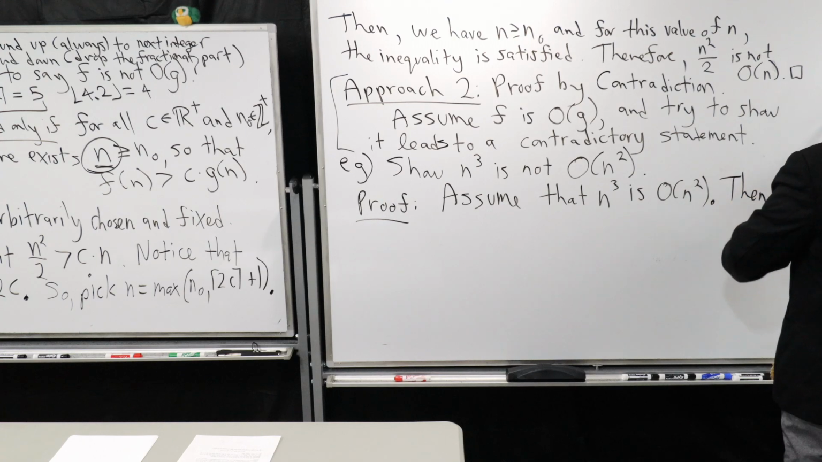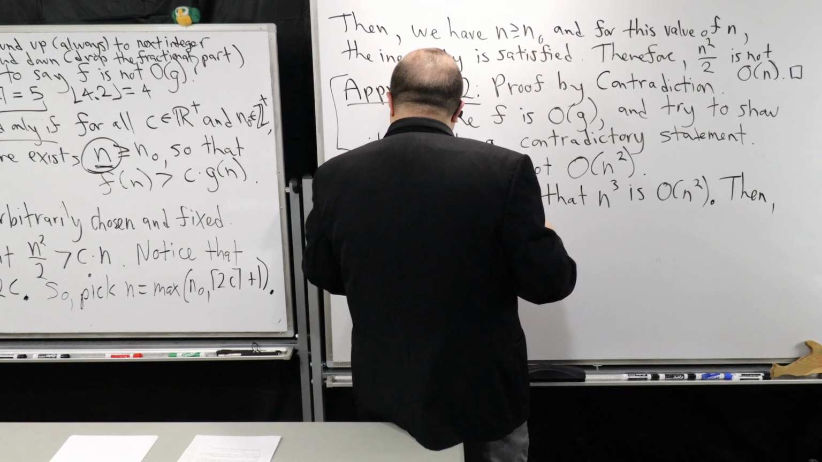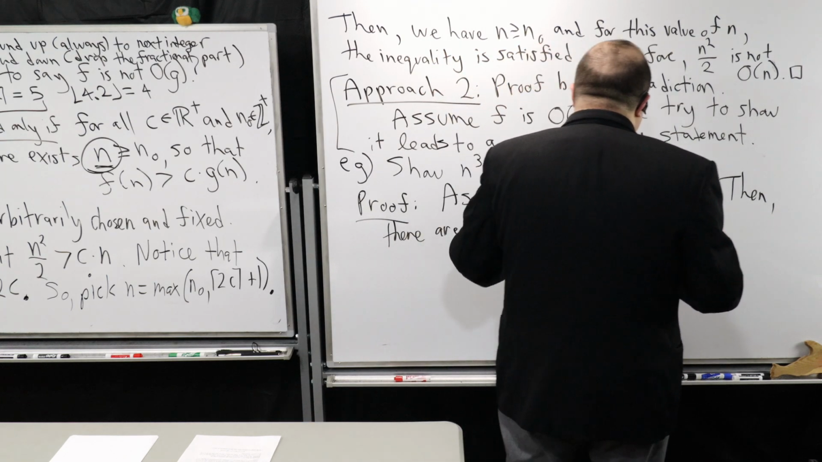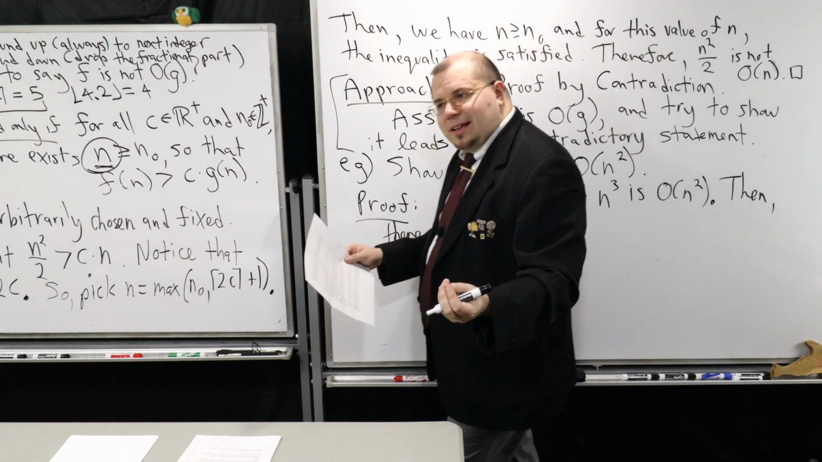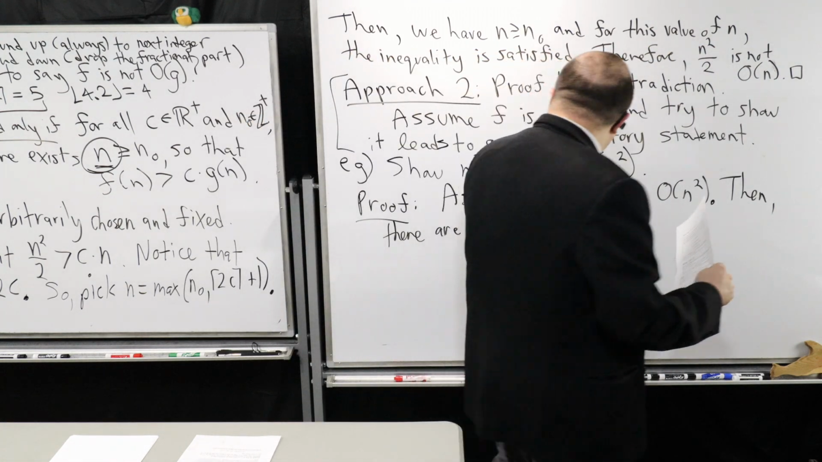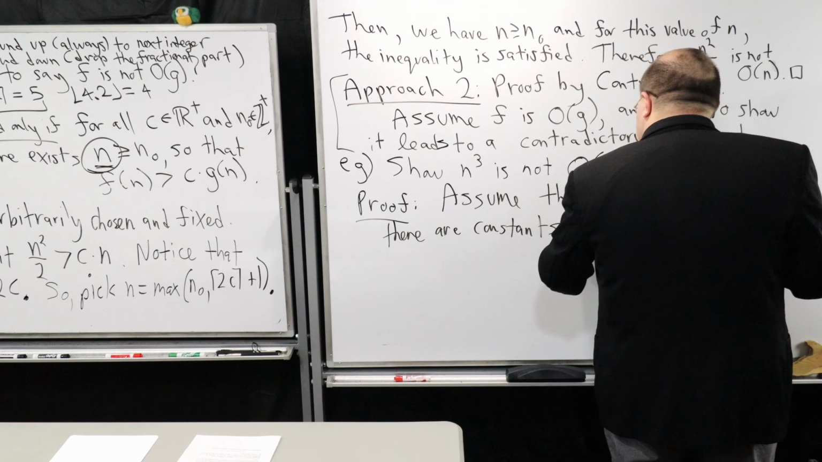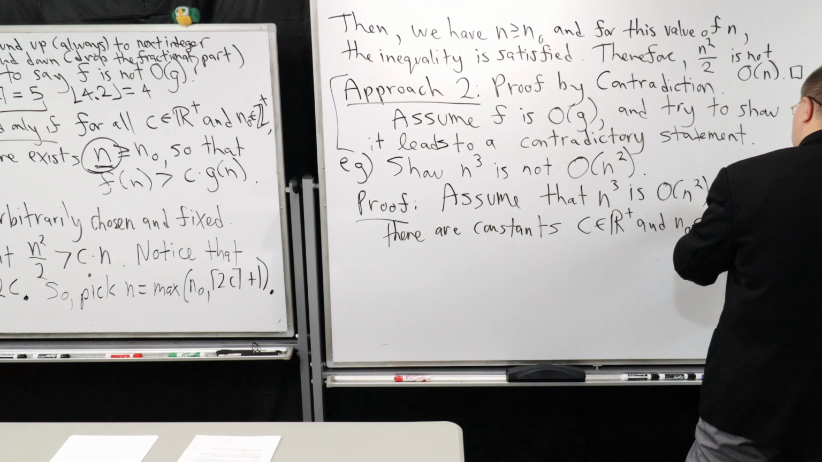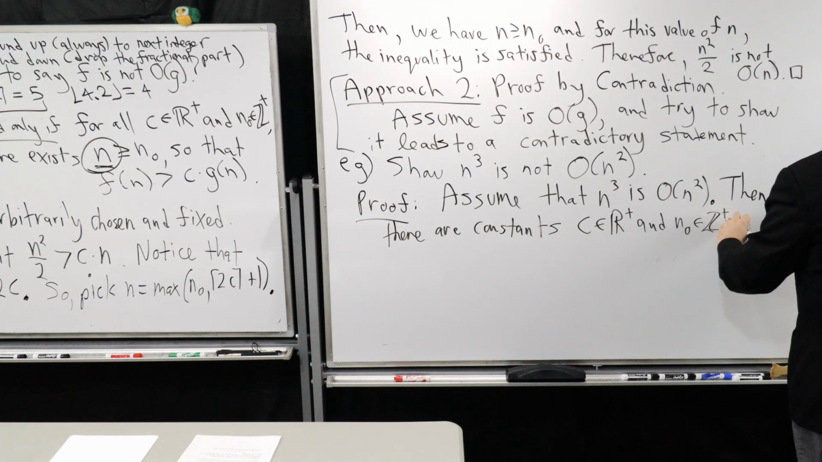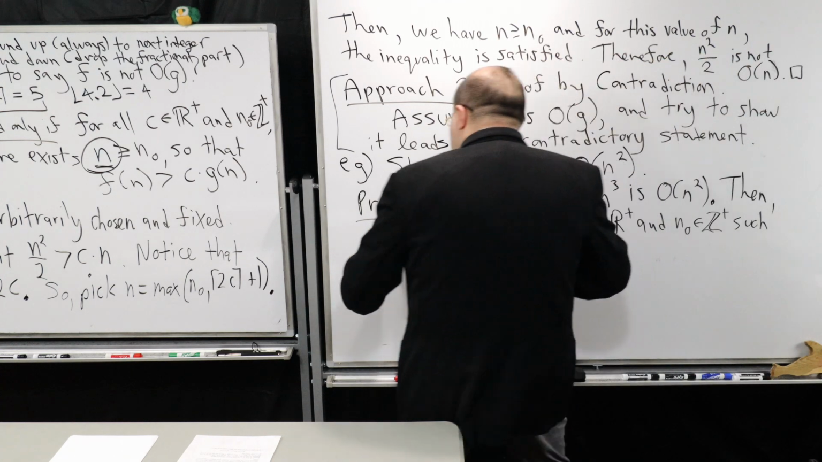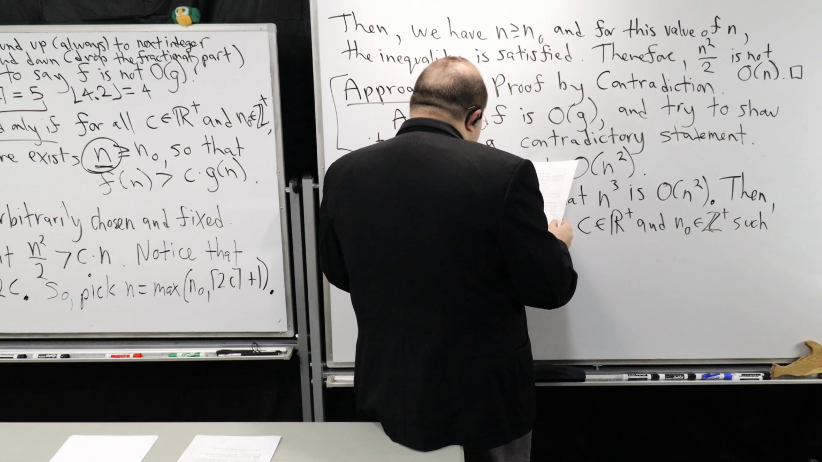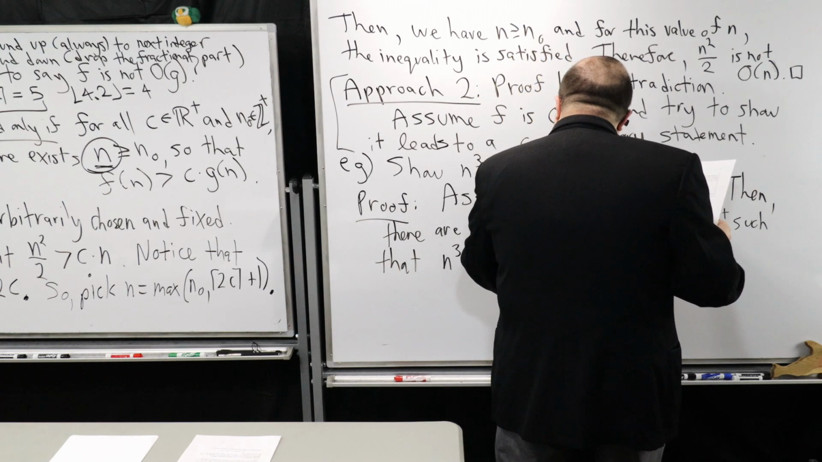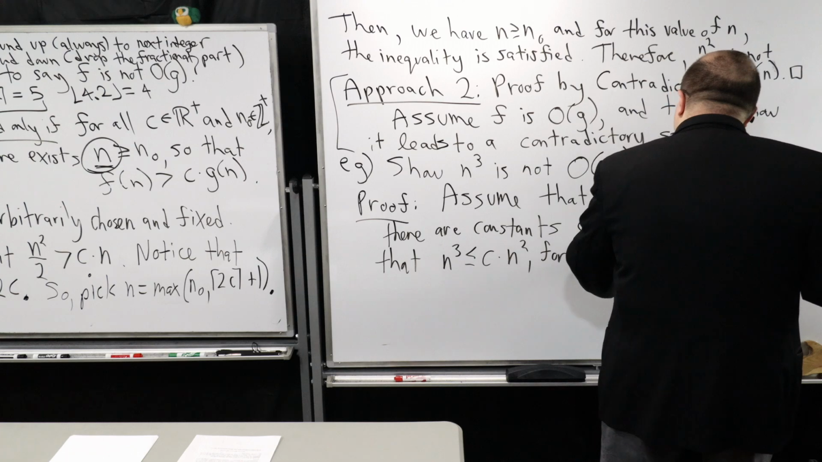Then there are constants, right? Because if I'm assuming that n cubed is big O of n squared, then there have to exist those two constants, C and n0. They have to exist. Then there are constants C and n0 such that n cubed is less than or equal to C times n squared for all n greater than or equal to n0.